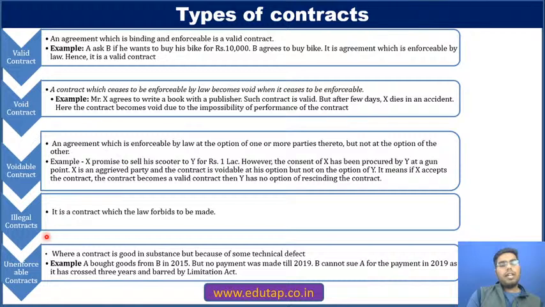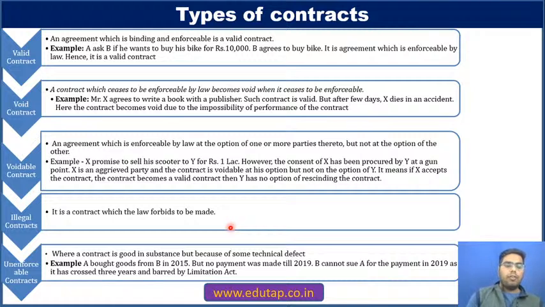Next is illegal contract. It is a contract which the law forbids to be made. I have made a contract with a supplier in China that kindly smuggle some goods to India. These goods are not allowed in India. Kindly smuggle them. So it is an illegal contract because smuggling is not allowed. The law has forbidden this, so it will be an illegal contract.